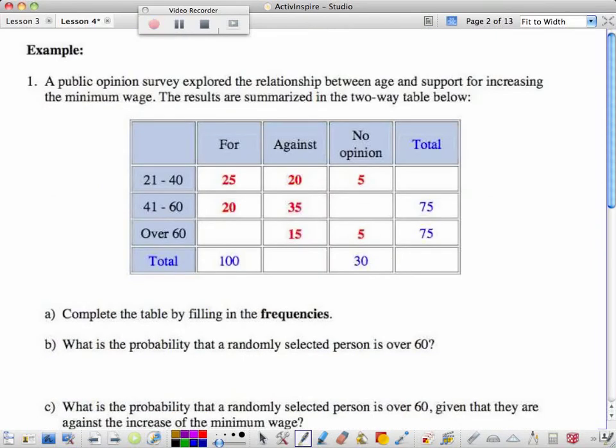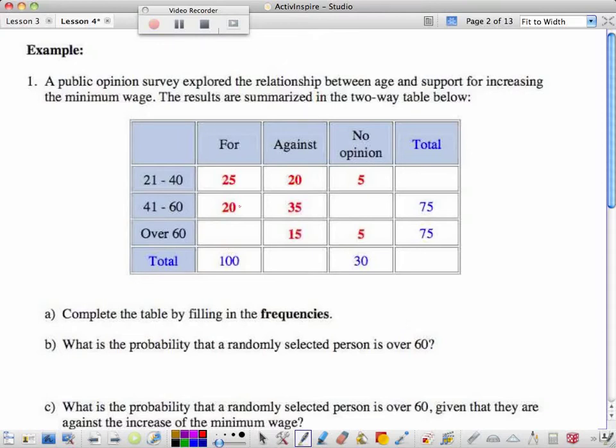Okay, now let's just do some practice problems. It says a public opinion survey explored the relationship between age and support for increasing the minimum wage. The results are summarized in the two-way table below. Here we can see we had age categories of 21 to 40, 41 to 60, and over 60 years old. They were either for it, against it, or they had no opinion. So now when we go down, we can see that there are 25 people between the ages of 21 and 40 who support increasing the minimum wage.